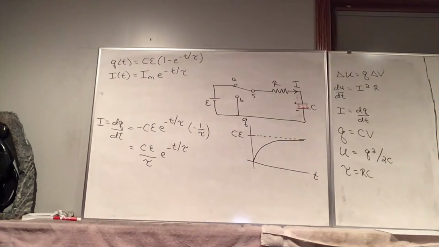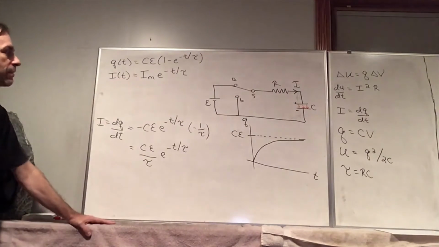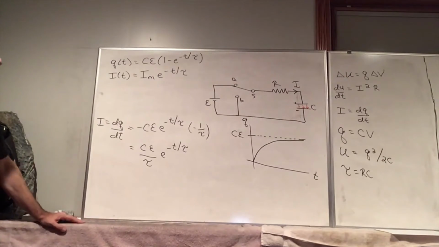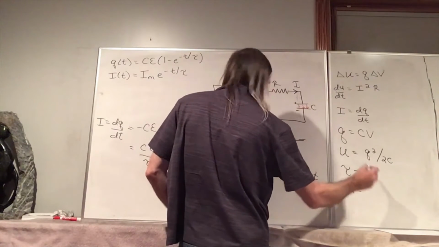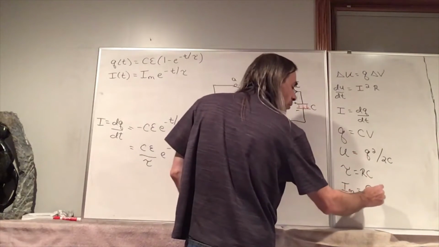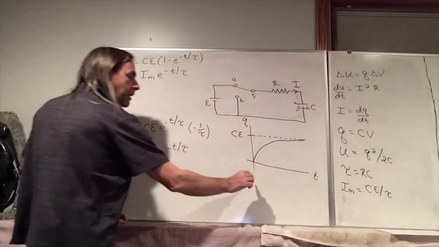So let me just double check. The units of C epsilon are coulombs: farad times a volt, which is a coulomb. And so a coulomb over a second is the right units for current. So I'm going to write down this result: the maximum current is C epsilon over tau. Now, let's plot current as a function of time.